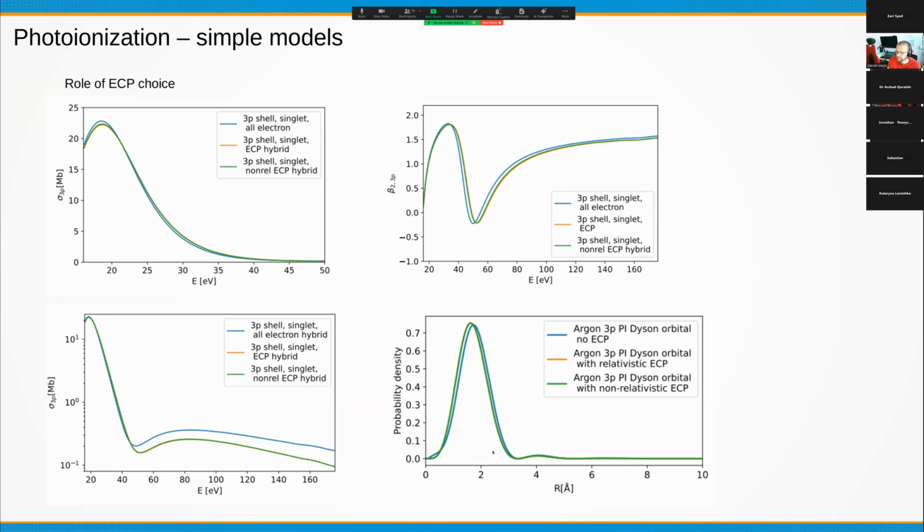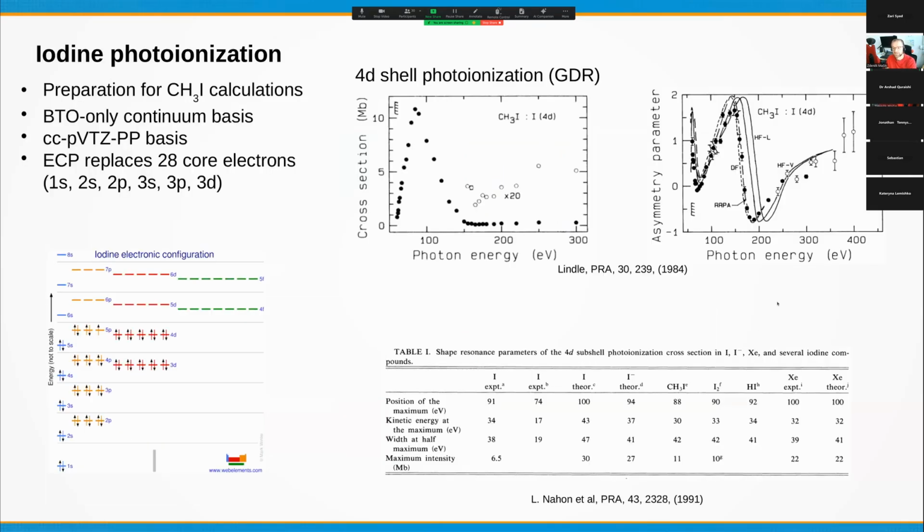And on the bottom right is the Dyson orbital, which is the initial state for the photoionization of the atom. And again, in this case, it's pretty much the same. So here we were comparing the all-electron calculation with two different ECPs, one which contains some relativistic corrections and one which doesn't. And in this case, relativistic effects were totally negligible, as expected.